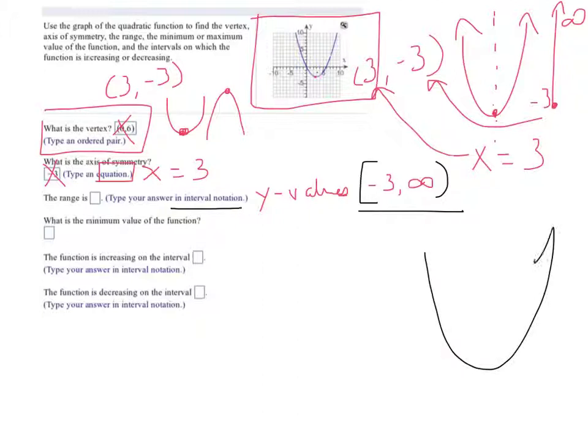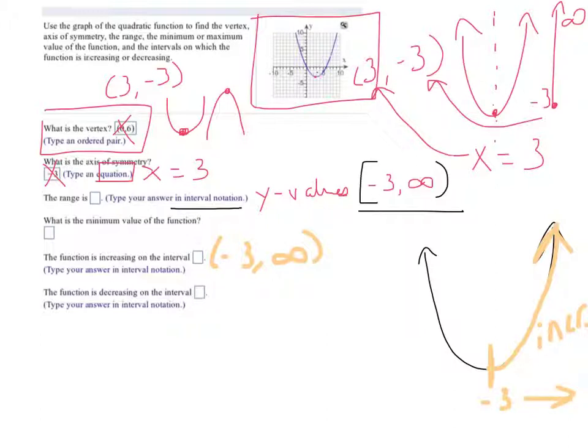Now the function is increasing on the interval. Let's go ahead and blow this up again down here. It's increasing on this interval, let's say from here to here. So this point, if we're thinking about our x values again, is -3. So it increases from -3 to positive infinity in the x direction.